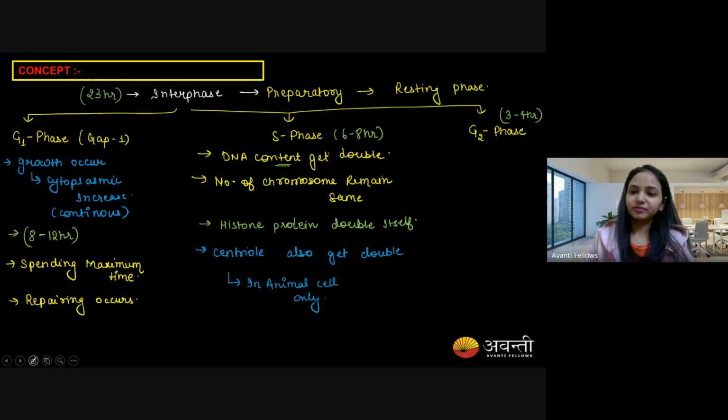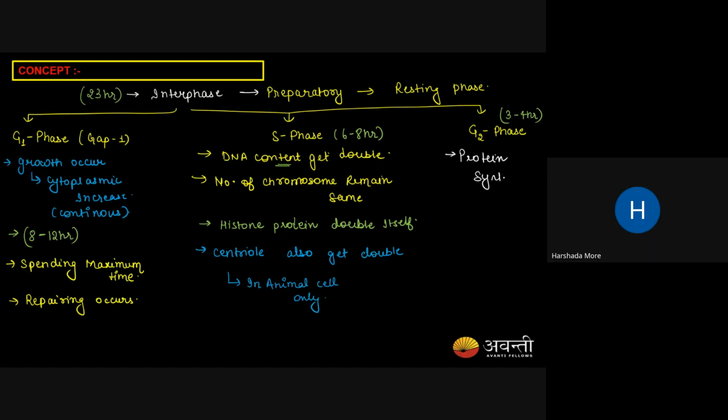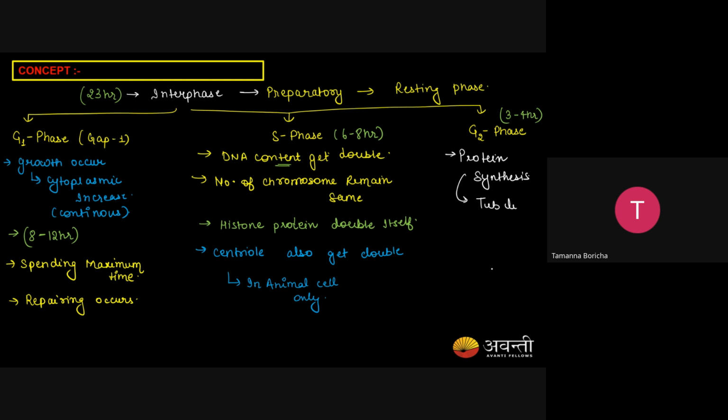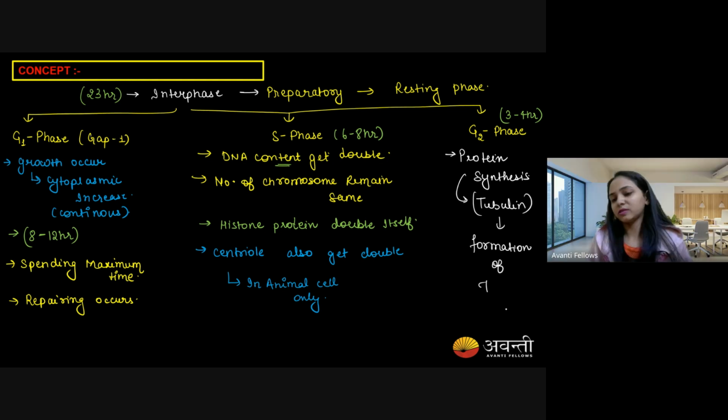Very good. And then what will happen in the G2 phase? Protein synthesis. And which protein? Tubulin protein. Tubulin protein helps in formation of spindle fibers, microtubules. स्पाइंडल फाइबर्स बनाने में ये हेल्प करता है.